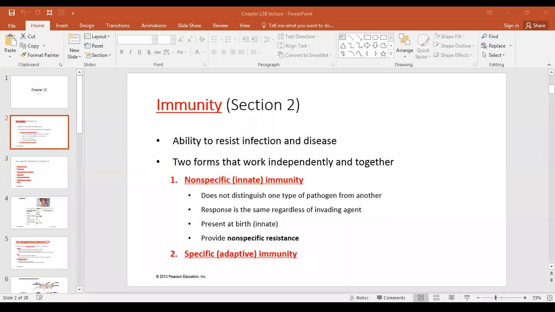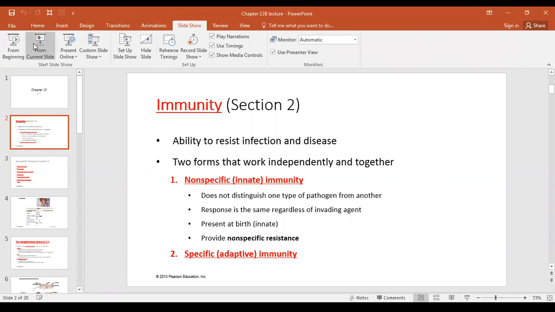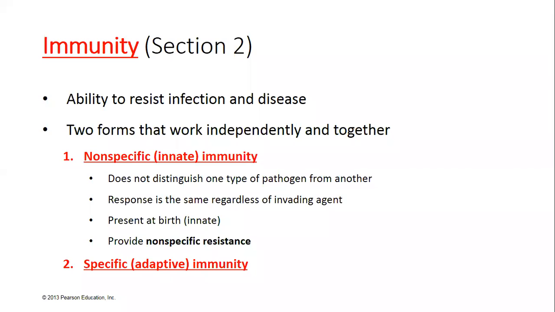All right, so let's continue with chapter 13 and talk about immunity. This unit, part 2, we will cover non-specific immunity. So non-specific immunity is basically your body's ability to resist and fight infection. Immunity in general is your body's ability to resist infection and disease, but we have two forms: non-specific or innate immunity.